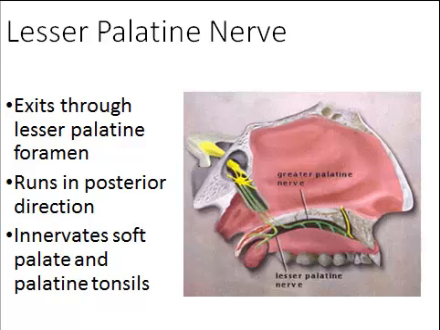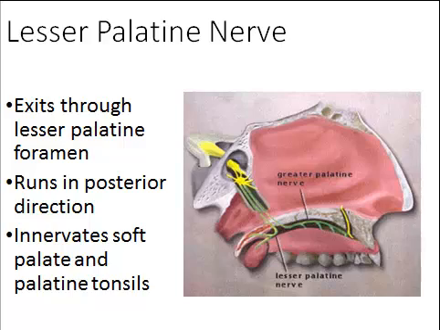Now our lesser palatine nerve, not so super important to us. It exits through the lesser palatine foramen, and it runs in a posterior direction. So whereas the greater palatine exits the greater palatine foramen and comes forward towards the nasopalatine nerve, the lesser palatine nerve exits and goes back. It runs in a posterior direction, and it innervates the soft palate and palatine tonsils. So the lesser palatine foramen is posterior to the greater palatine foramen.